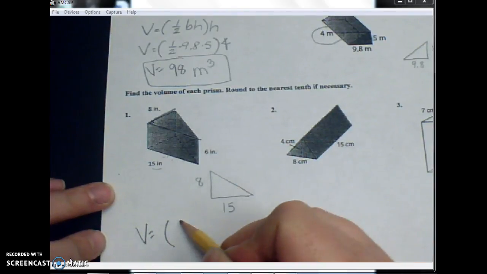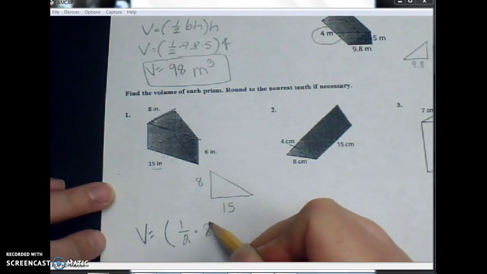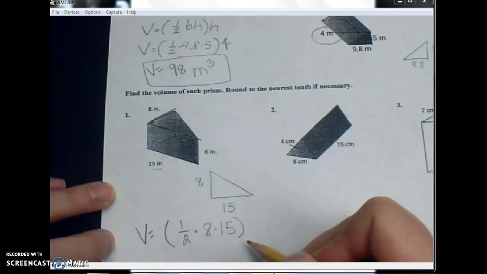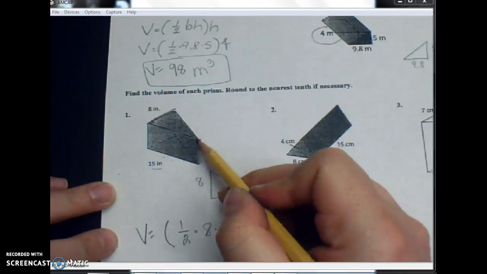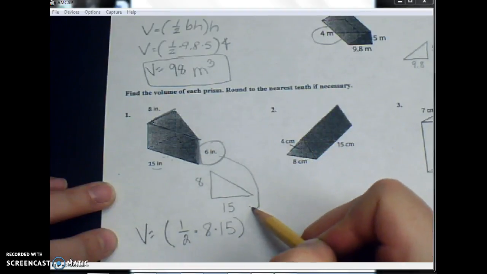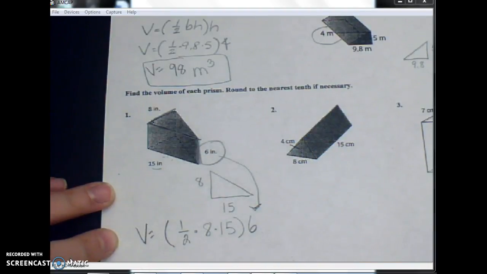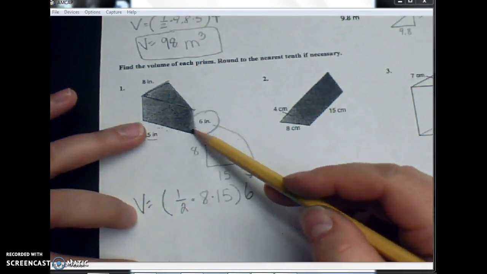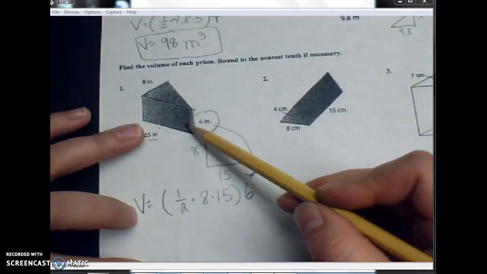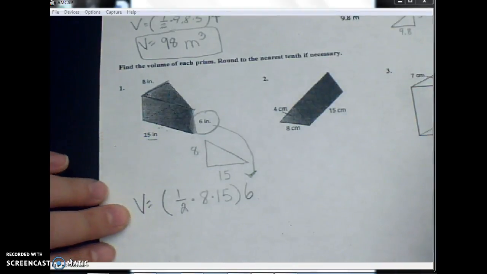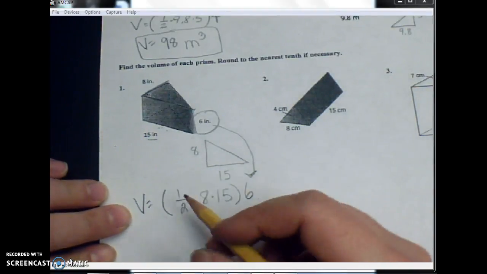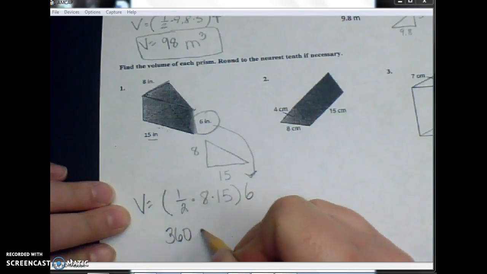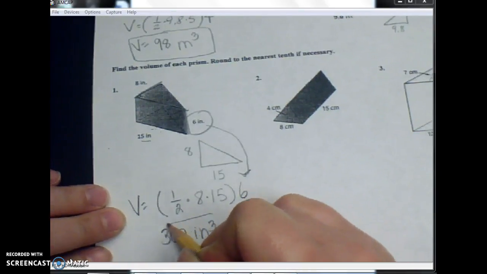I'm going to use my formula now. Find the area of my triangle, 1/2 times 8 times 15, and then I multiply that by the height of my prism. There's the height of my prism right there. I multiply by that number, that height that connects my two triangles together. The height is how many layers of triangles you would have going up. So when I type that in my calculator, I get 360 inches cubed.